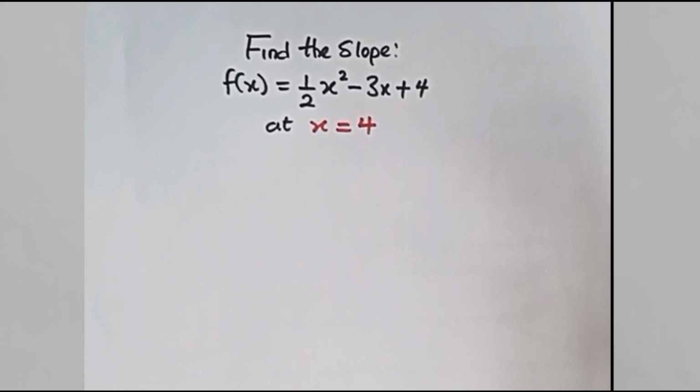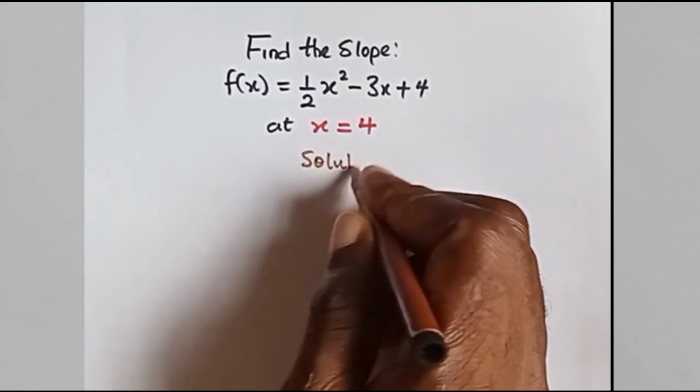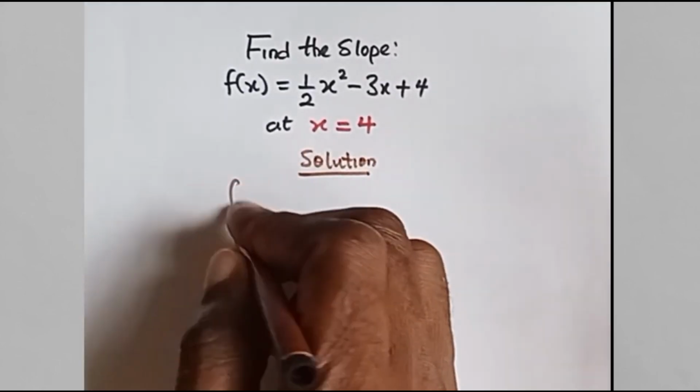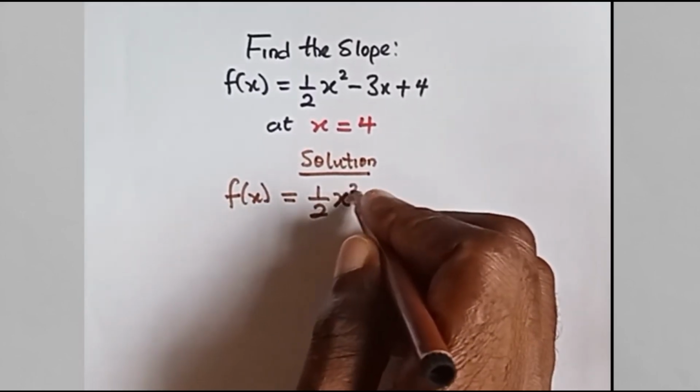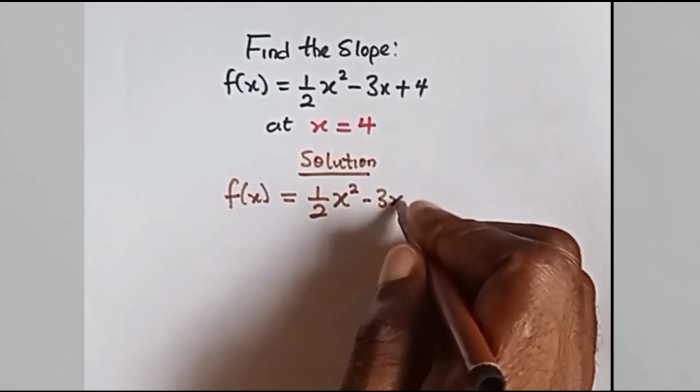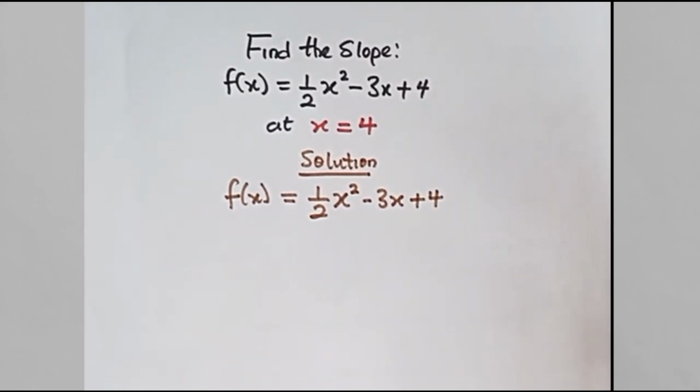In today's video, I want to show us how we can find the slope of a graph. All right, using this. Okay, solution. We have the function f(x) equals 1/2 x^2 minus 3x plus 4. For us to find the slope of this graph at x equals 4, we need the derivative of the function, and then we can evaluate it at x equals 4.